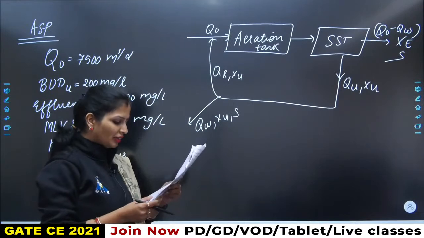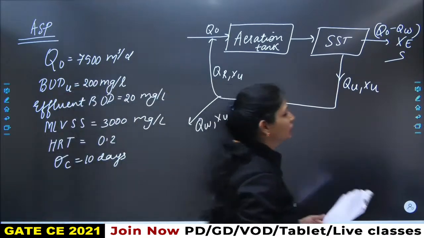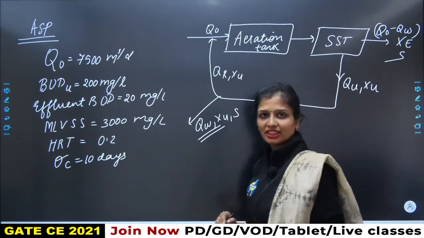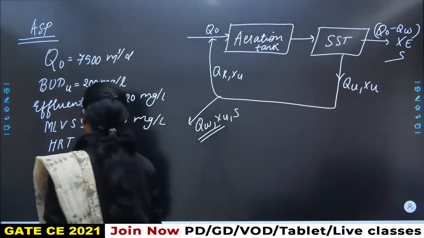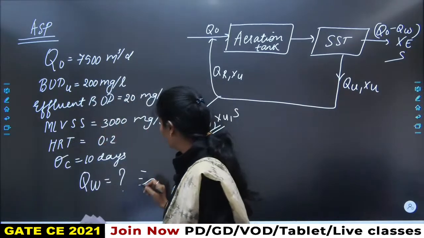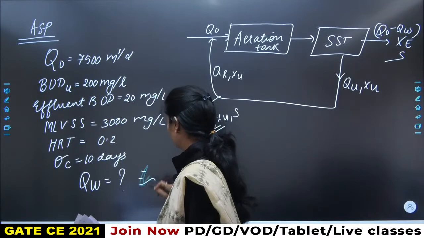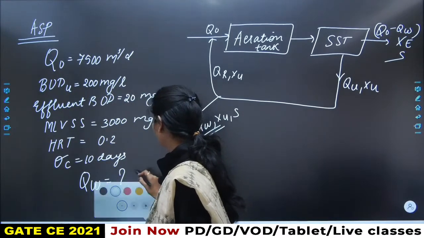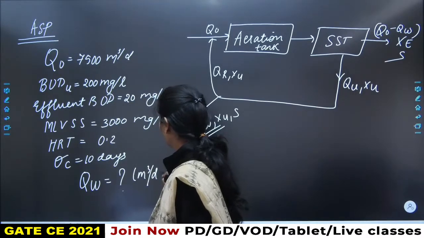Now, moving further, in this question they have asked you the sludge wasted. This is the sludge which is wasted, which is denoted by QW, which I have to calculate. In which unit do I have to calculate? I have to calculate this in meter cube per day.